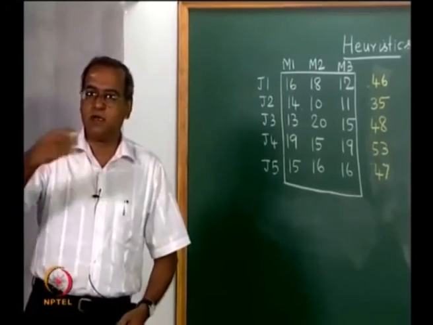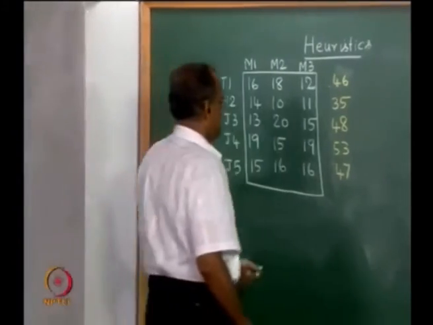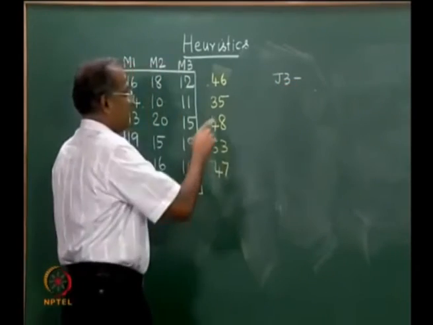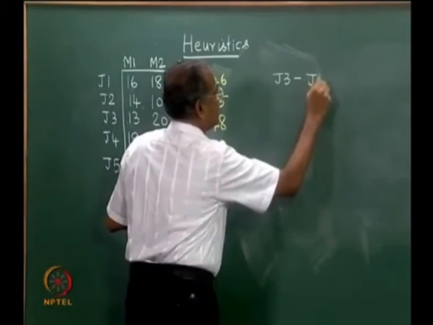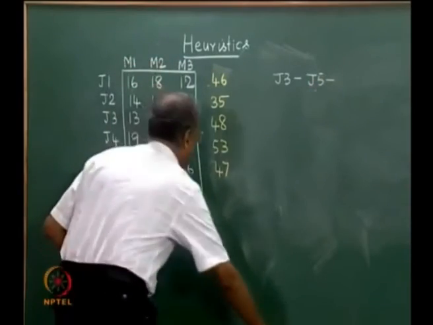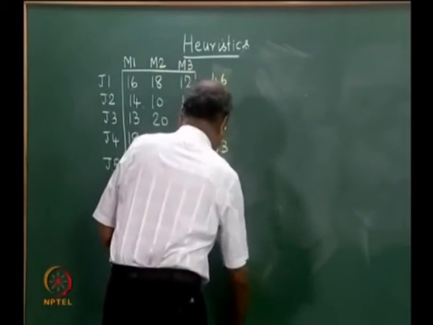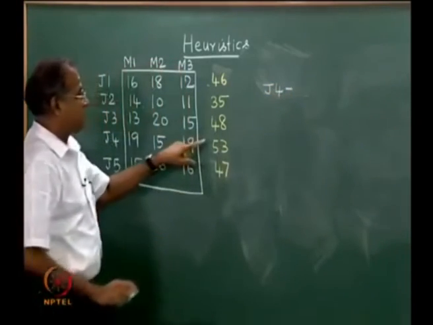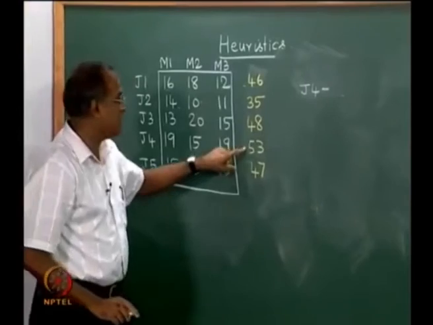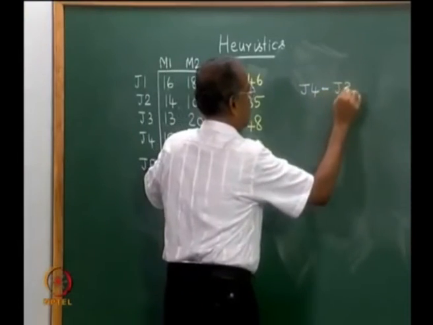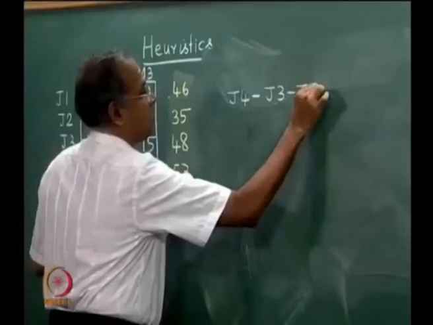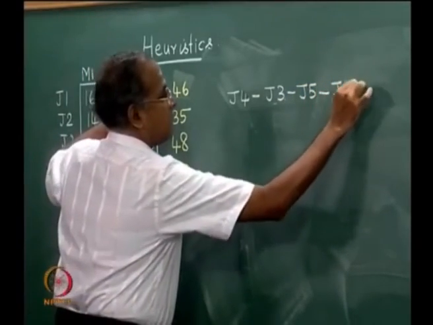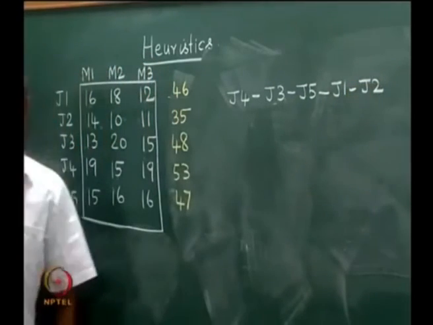Decreasing would always mean non increasing order of this. So, the highest is J4 with 53, the next is J3, the third is J5, the fourth is J1 and the fifth is J2.